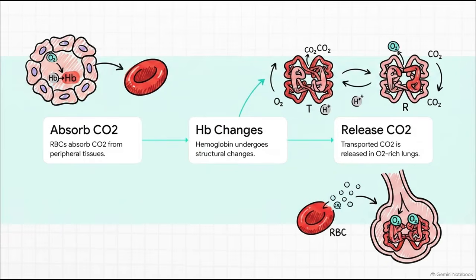Let's break down the Bohr effect into a logical, easy-to-remember sequence. Step 1. Red blood cells absorb CO2 from peripheral tissues. Step 2. This absorption causes structural changes in hemoglobin, dropping its oxygen affinity, which delivers the oxygen straight to the tissues. Step 3. This deoxygenated hemoglobin carries that CO2 back to the lungs. There, the oxygen-rich environment forces hemoglobin to bind oxygen again, successfully releasing the CO2 so we can simply exhale it out. A beautifully engineered system, right?